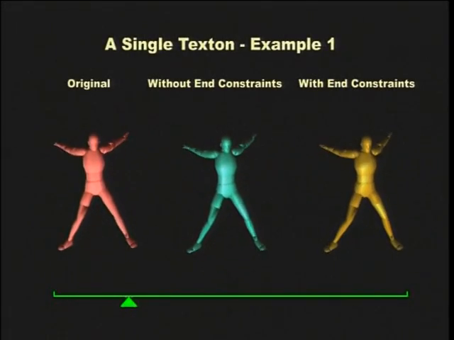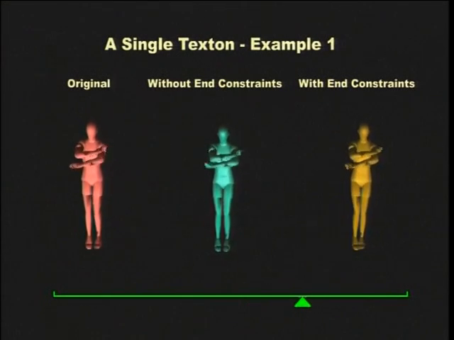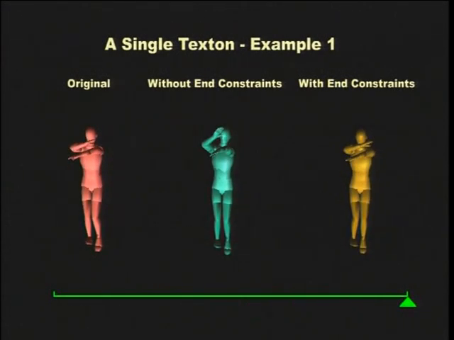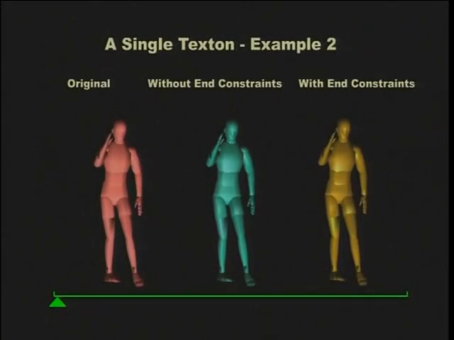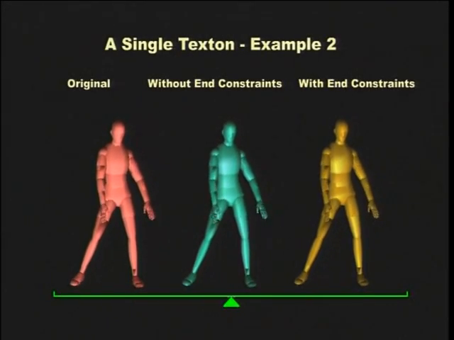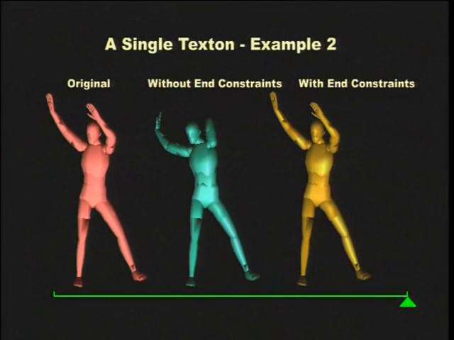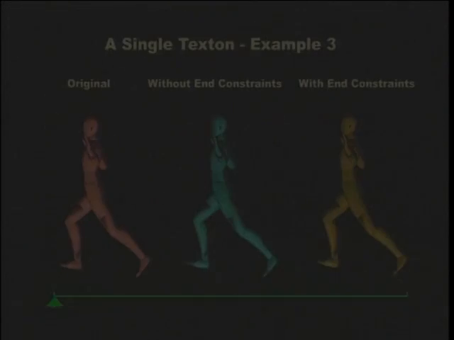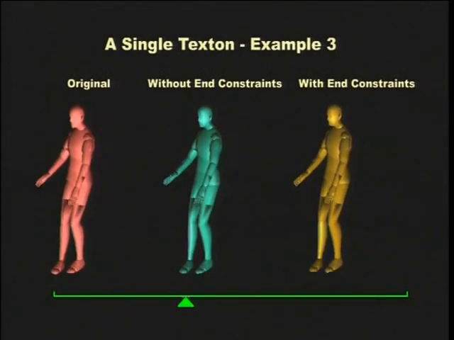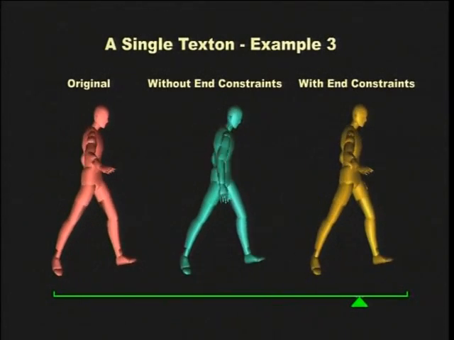Given a learned texton and initial poses, we can synthesize a motion sequence frame by frame by simply drawing samples from the noise term. However, the dynamics may deviate from the original one as time progresses, as shown in the middle sequence. We fix this problem by setting the end constraints of the texton, as shown on the right.